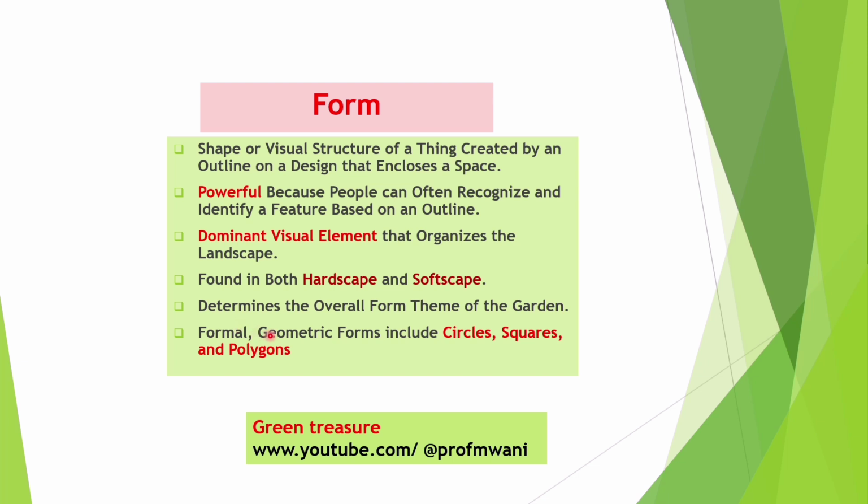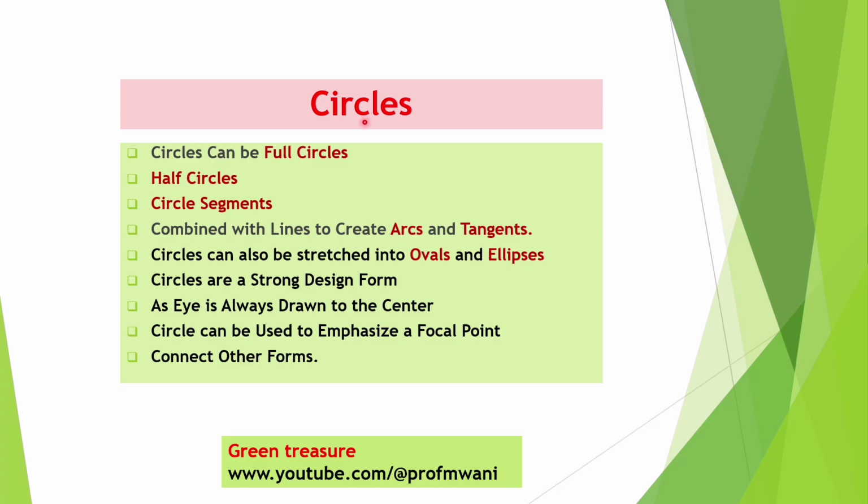Geometric forms can be there. That includes circles, squares, and polygons. So different forms are available to a designer. What are the circles first? Circles can be full circles. They can be half circles. They can be circle segments, and they can be combined with lines to create arcs and tangents. Circles can also be stretched into ovals or ellipses.